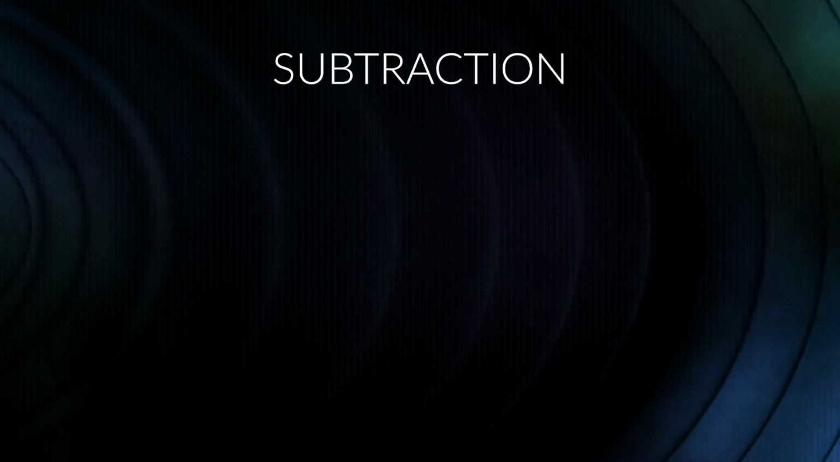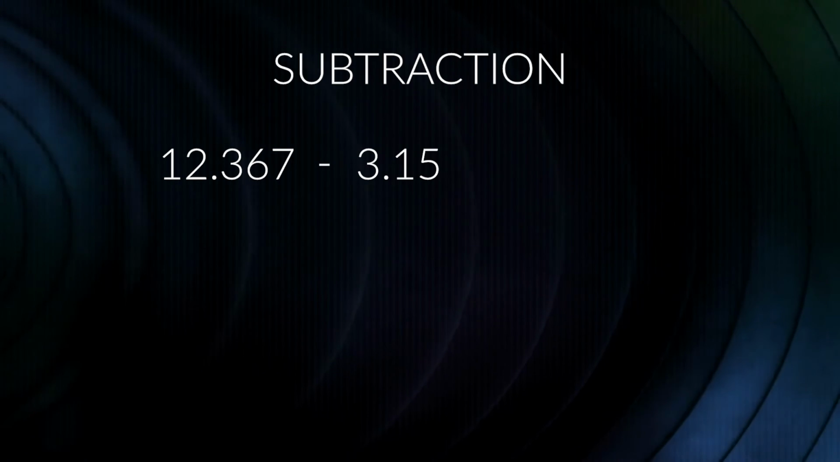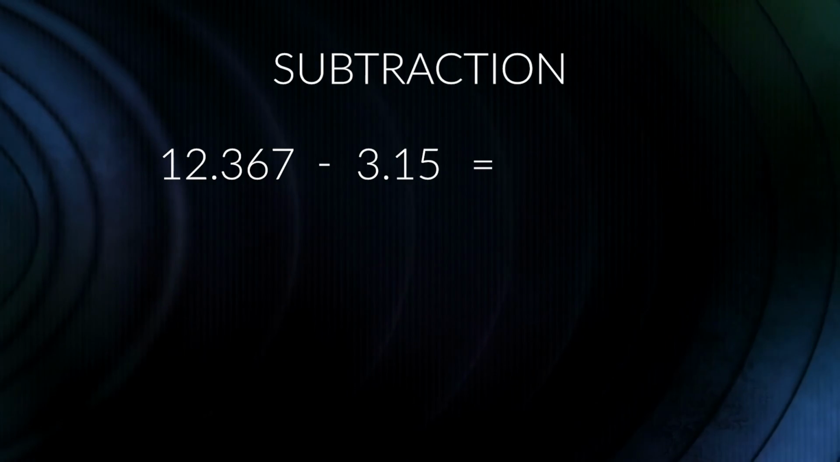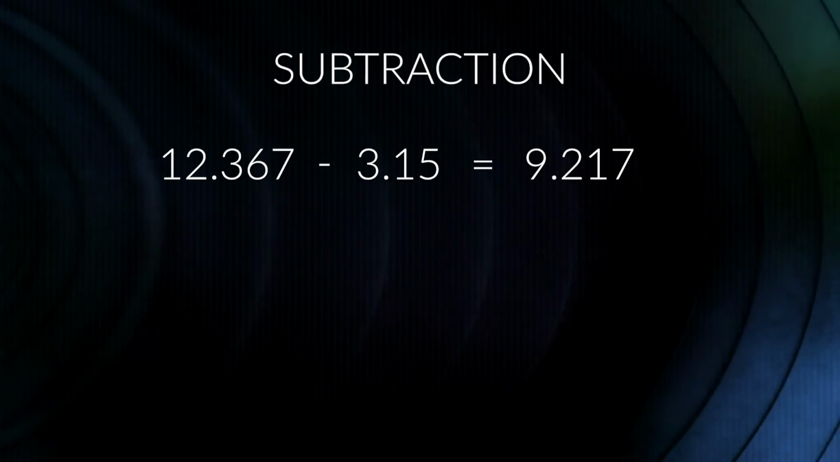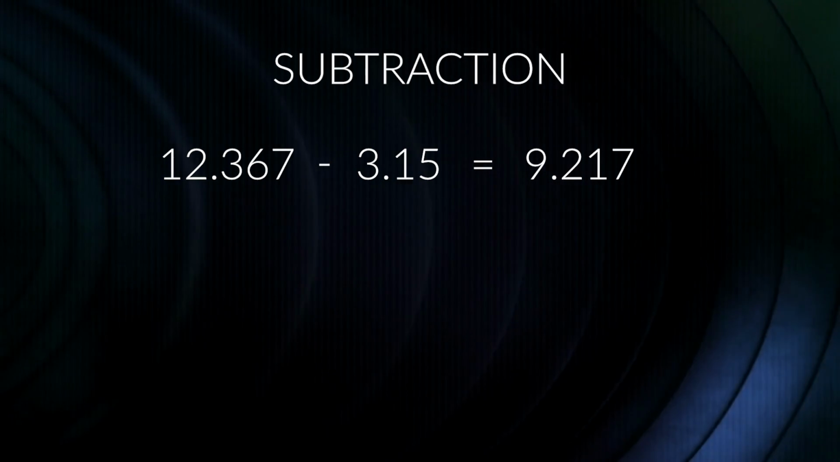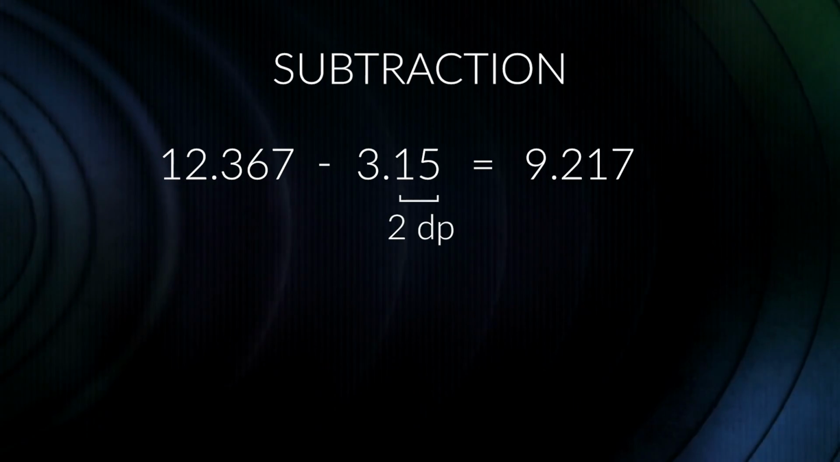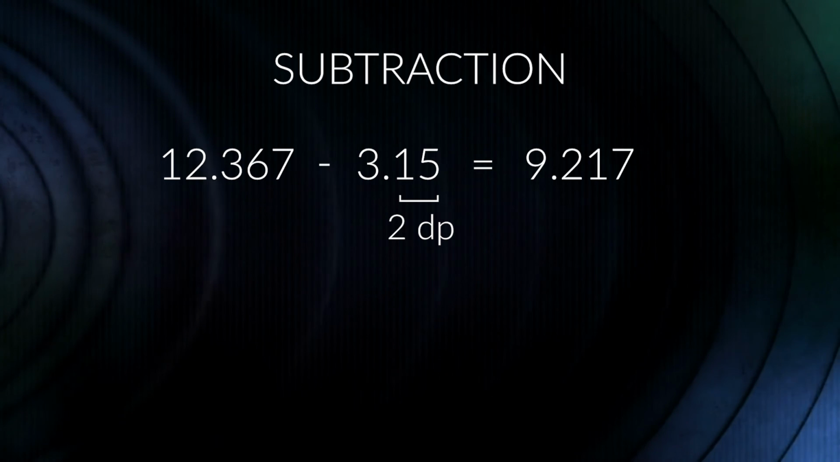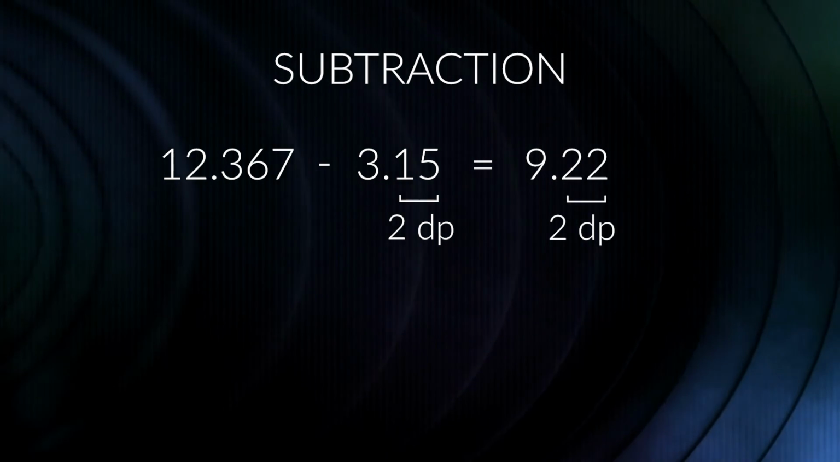Similarly, if I was subtracting, if I had 12.367 minus 3.15, this would be equal to 9.217. But if you look at the numbers going into the calculation, the least number of decimal places is two decimal places in 3.15. So my answer would also be to two decimal places. So my final answer would be 9.22.